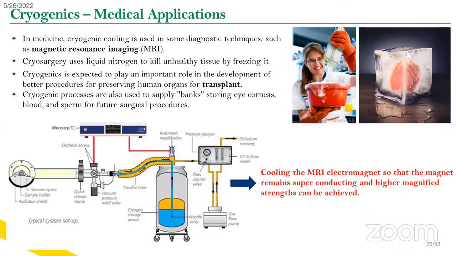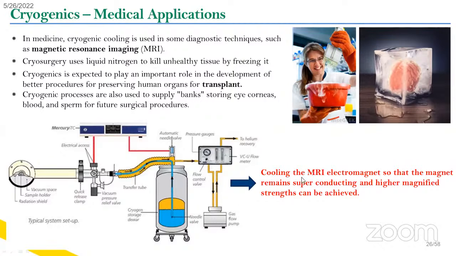And the medical applications. Here you can see in medicine, cryogenic cooling is used for diagnostic techniques such as MRI, and they also use cryosurgery, liquid nitrogen to kill unhealthy tissue by freezing it. And cryogenics also plays an important role in transplanting organs.